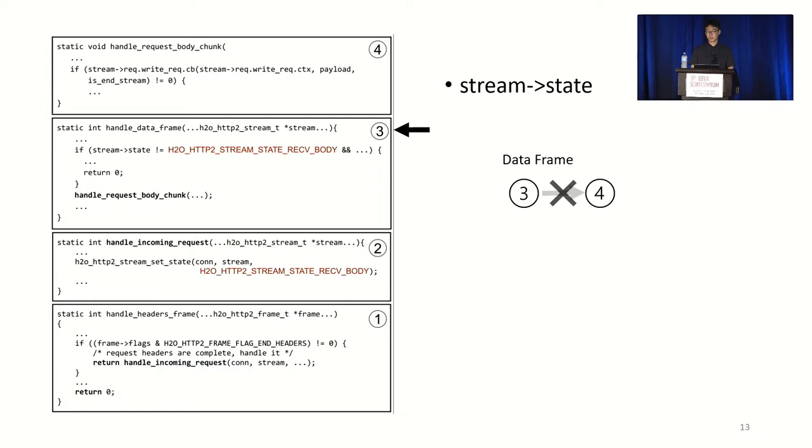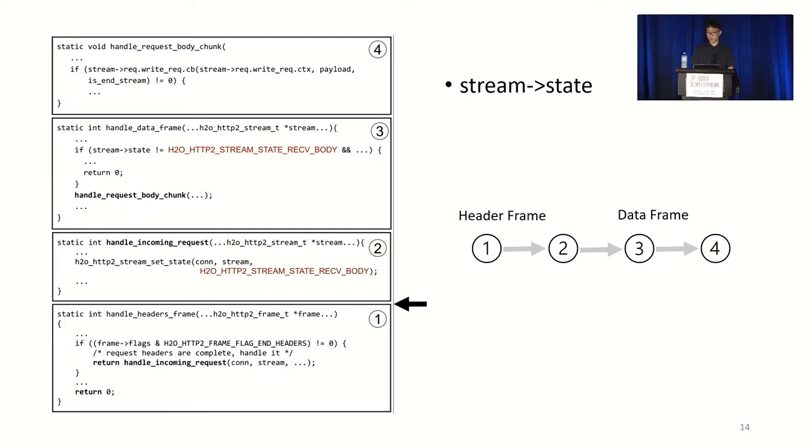But when we send the header frame before the data frame, function 1 is first called to handle the header frame, and function 2 is called in function 1 to set the state variable to the correct value, receive body. And then when we send the data frame, it can correctly execute function 4. It is a state transition that happens by assigning a new value to the state variable. Therefore, to reach function 4, the specific order of inputs with header frame and data frame is necessary.